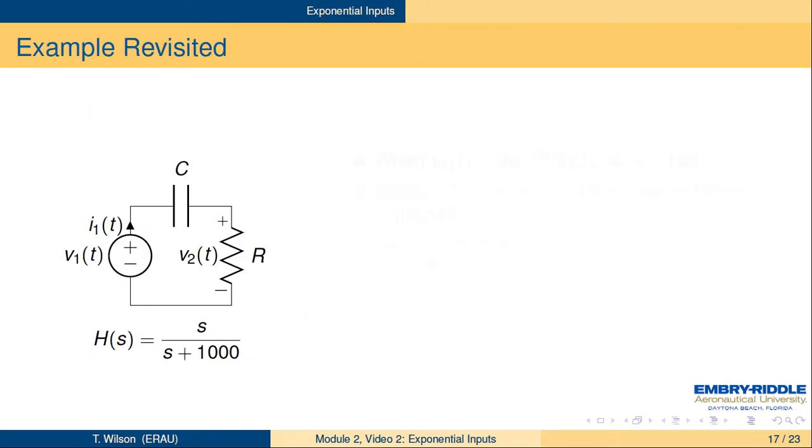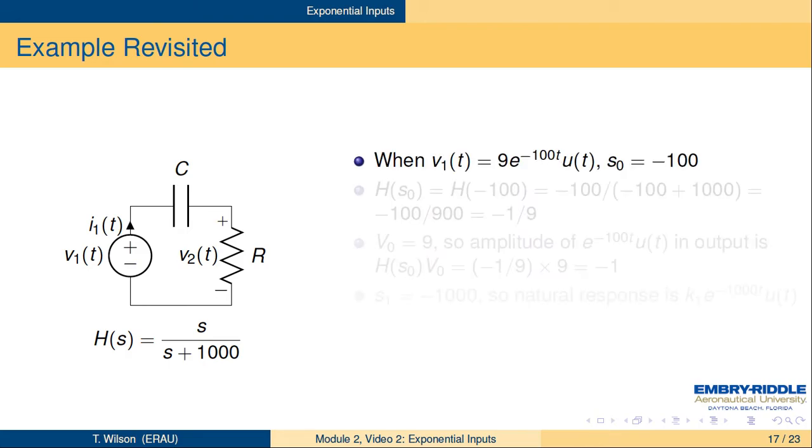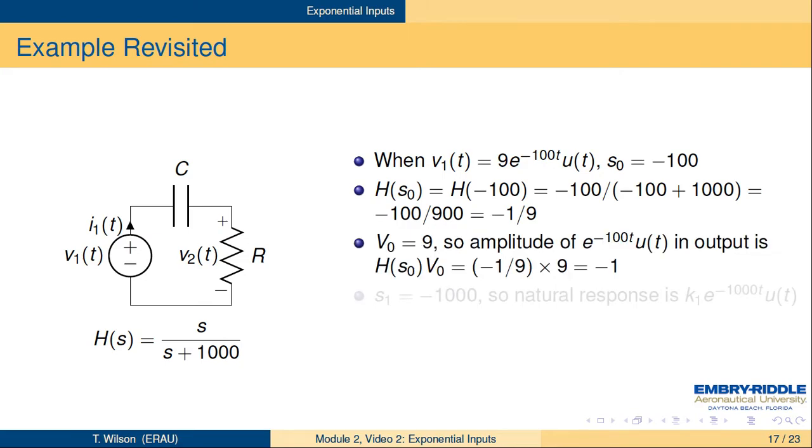So let's go back to our circuit and see what that means. We had a network function of s over s plus 1,000 for the transfer from input v1 of t to output v2 of t. The input was 9 e to the minus 100t, so s naught is minus 100. When we plug that in, H of minus 100 is minus 100 over minus 100 plus 1,000, which is minus 100 over 900, which is minus 1/9. And then the input amplitude V naught was 9, so the amplitude of e to the minus 100t in the output is minus 1/9 times 9, which is minus 1.